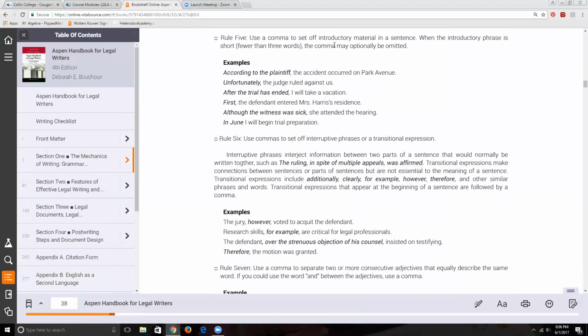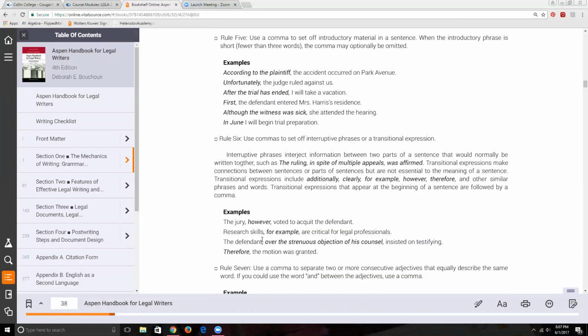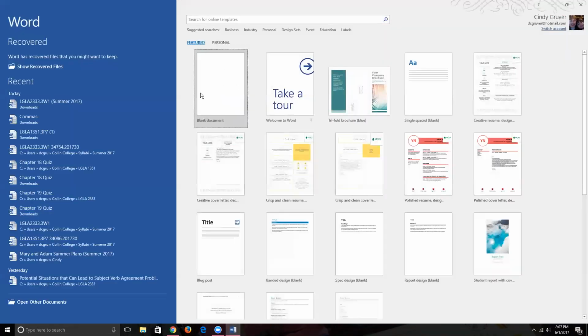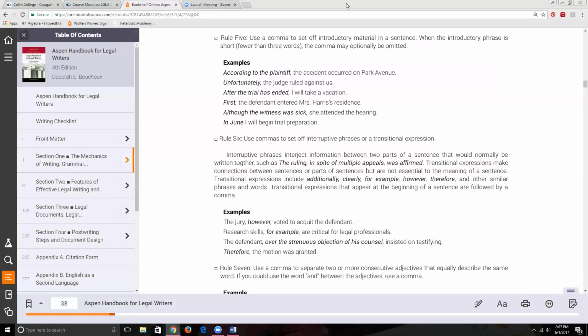Rule 5 has to do with introductory material. This is a really, really broad category. If you look at other lists of comma rules, many times this single rule, Rule 5, will be broken down into several separate rules. So as you're out and about and looking, don't be surprised if you see that. I'm going to go ahead and open up a Word document so we can play around a little bit with this one. So, some key words here.